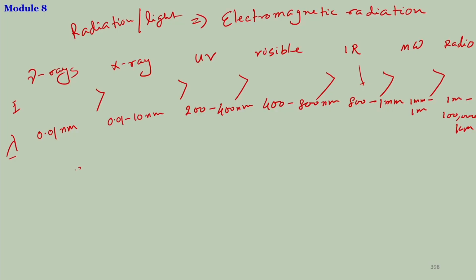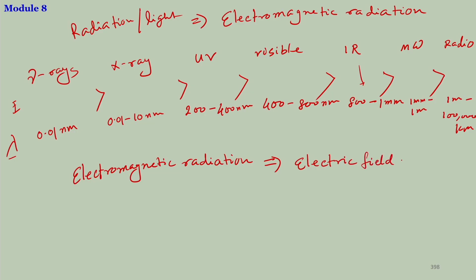Now, when you are talking about electromagnetic radiation, that basically means that radiation has an electric field plus it has a magnetic field. Usually the electric field and magnetic field are perpendicular to each other if you look at their wave propagation.